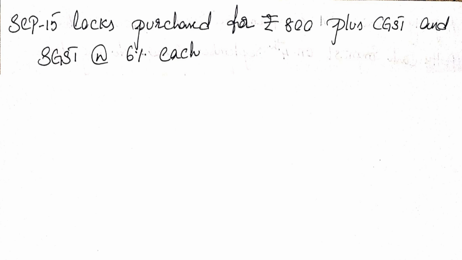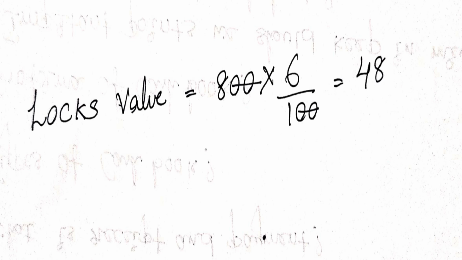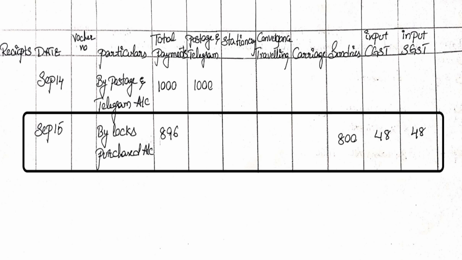Next transaction is on September 15th, locks purchased for 800 plus CGST and SGST at 6% each. We will calculate the tax first and then we will post into the petty cash book. The lock's value is 800 and the tax percentage is 6%. So 800 into 6 by 100 comes to 48. So this tax amount we will update in the CGST and SGST column.